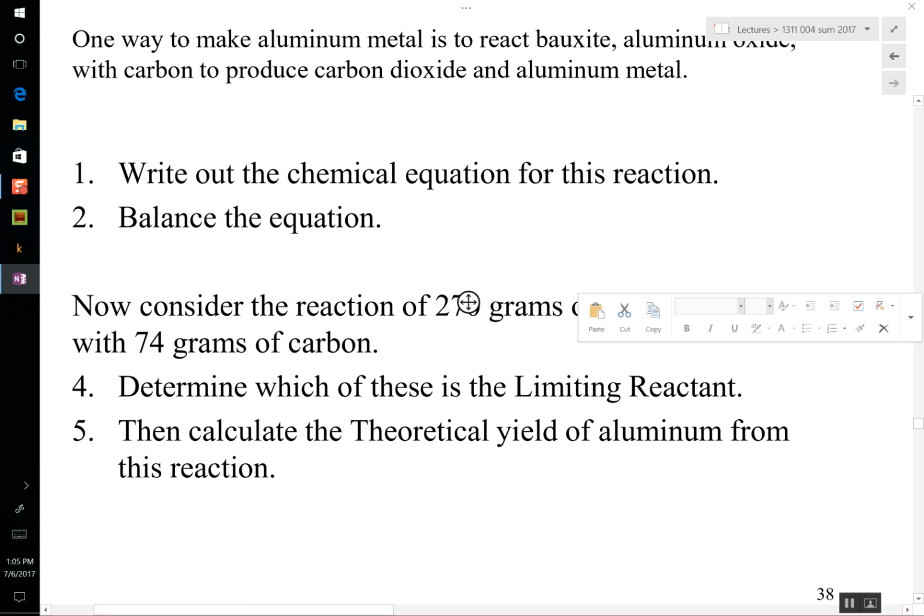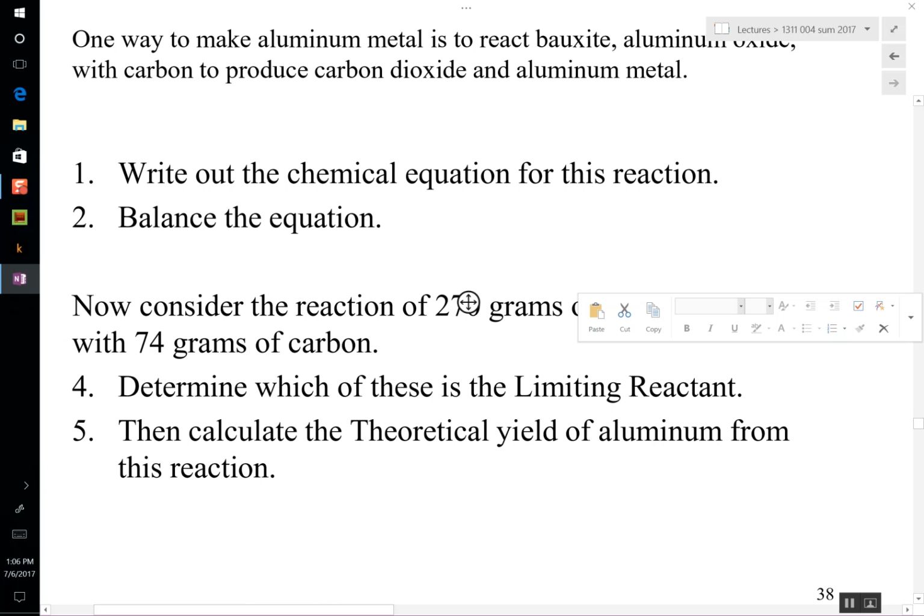And now, I'm not just given one thing. I've got 270 grams of this, and I have 74 grams of this. The question is, what's the theoretical yield going to be? Well, I gotta figure out which one of these is going to run out first. Alright, so how are we gonna do this?